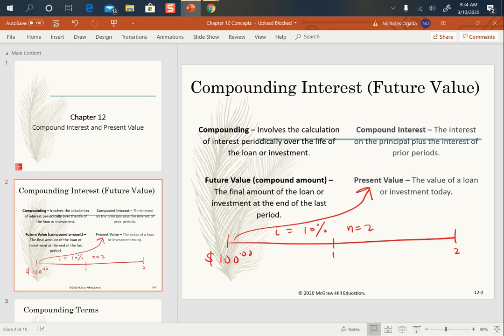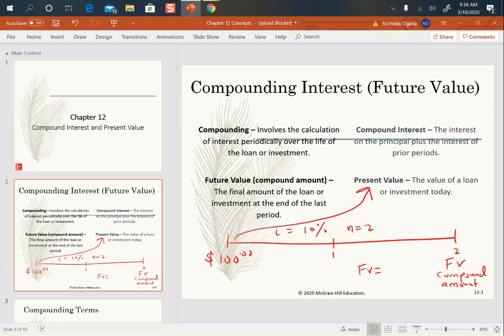Again, you're going to see how we compute or arrive at the value. But simply put, that is the future value. So this is going to be a future value, or it is going to be the compound amount. Either you refer to it as the compound amount, or we refer to this as the future value.